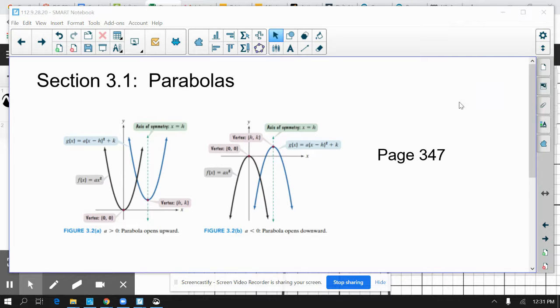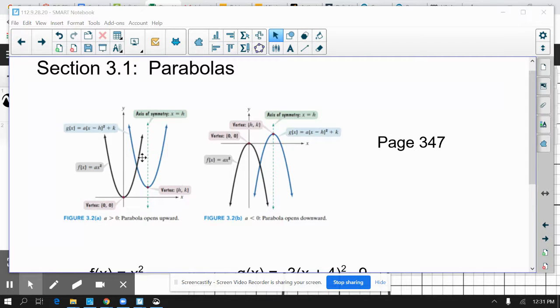We have parabolas. Section 3.1 is about parabolas. And I know you're familiar with this. This graph is taken from your textbook on page 347. But parabolas are these horseshoe-looking things. They are always symmetrical on what's called their axis of symmetry, which would be a vertical line here, since we're talking about functions still.